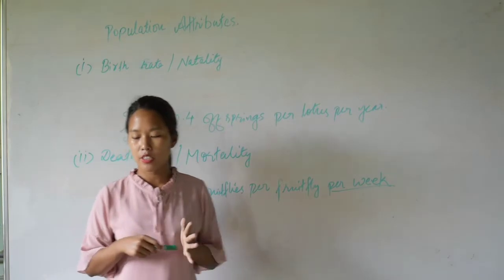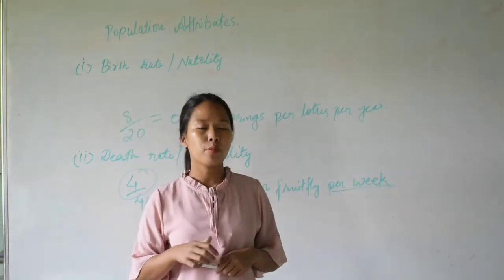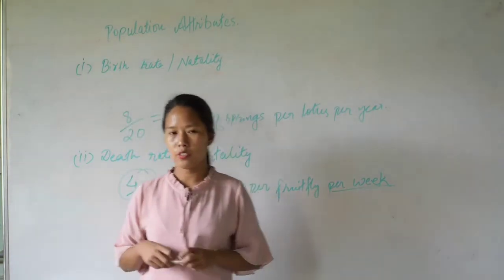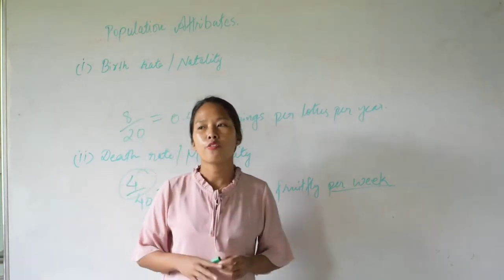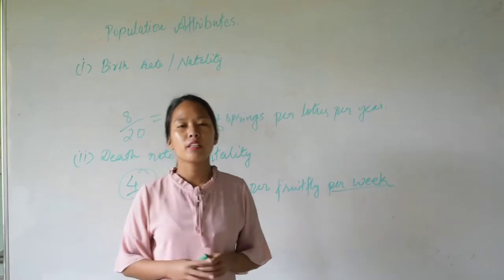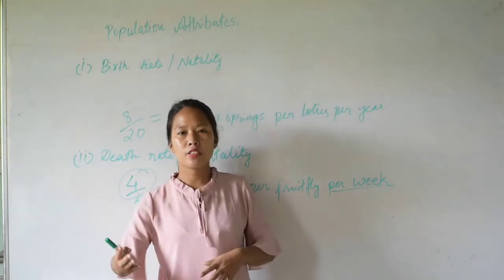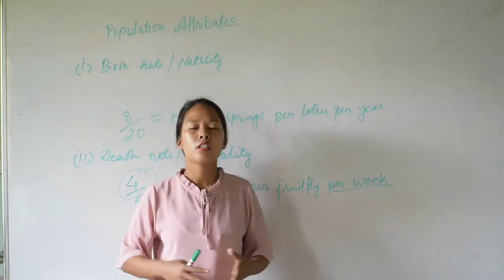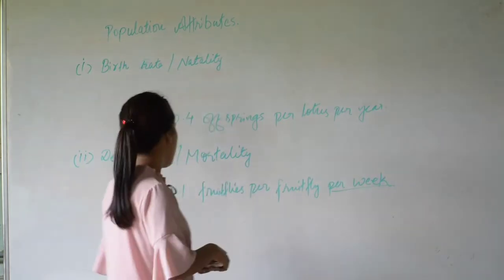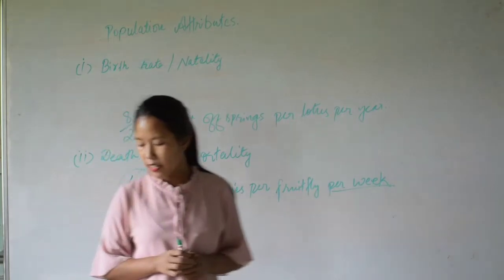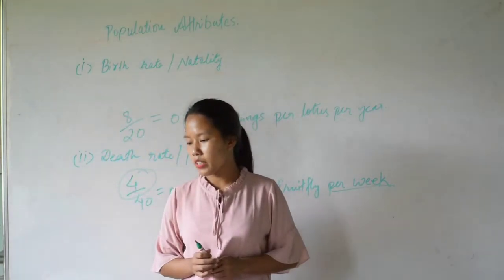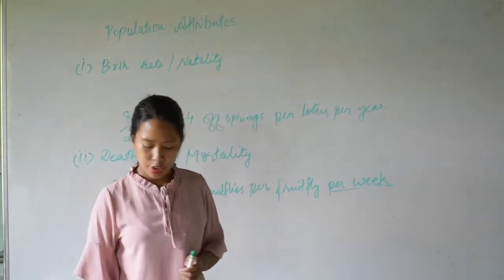And the third attribute of population is sex ratio. The sex ratio means the percentage of male or female in a population. So how many males there are and how many females there are in the population, that is called sex ratio. And now the fourth one is age distribution.